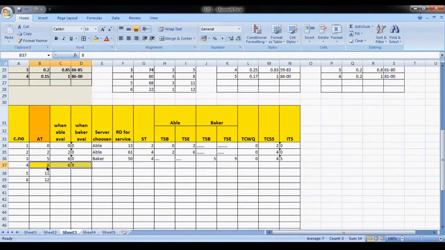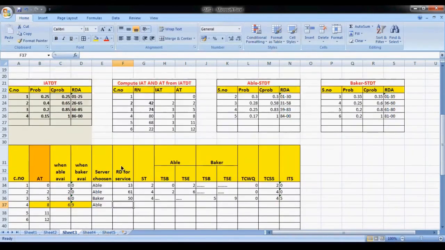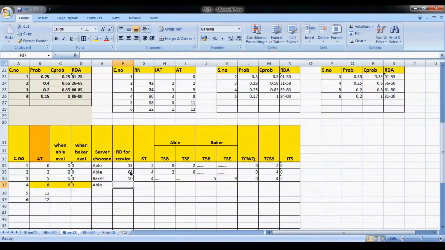So the customer is coming at 8, Able is available at 6, Baker is available at 9. It means the Baker was busy at the time the customer is coming, but Able was free. So the server chosen is Able. So the next random number is 49.